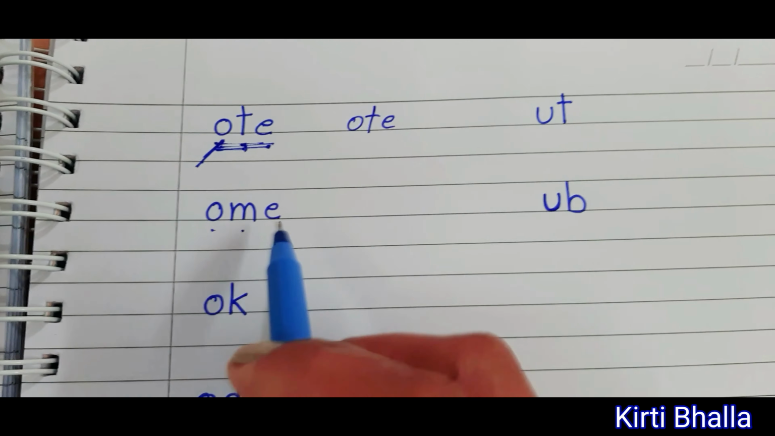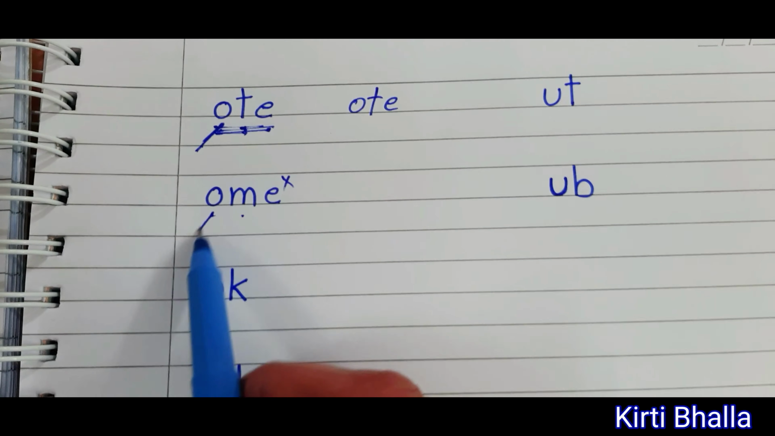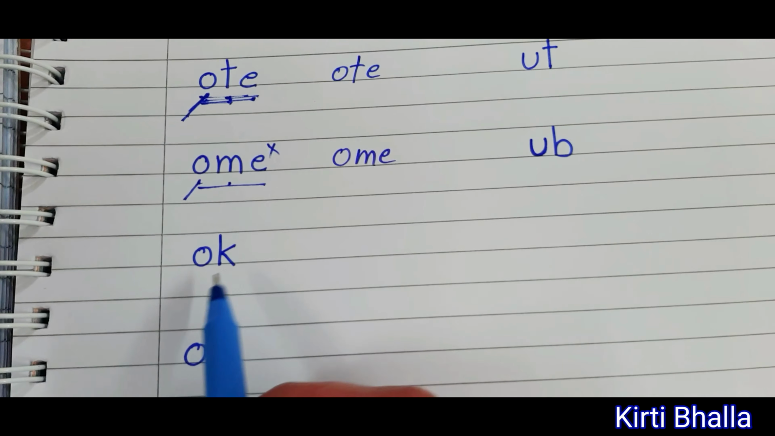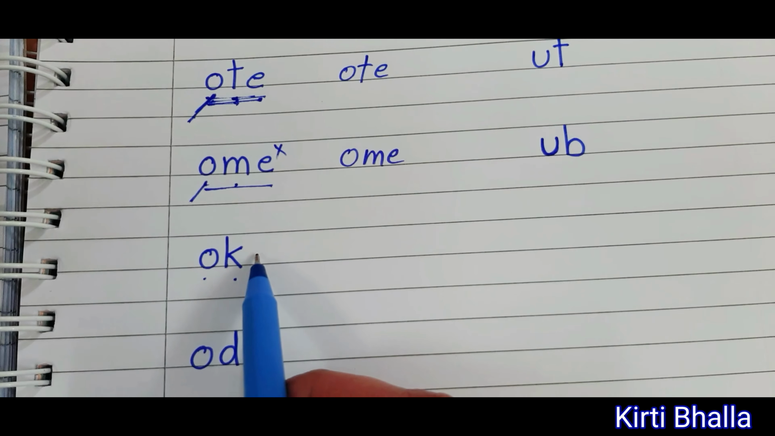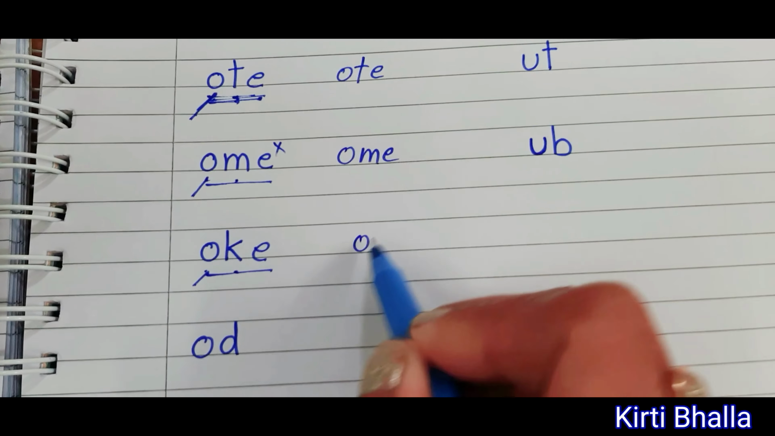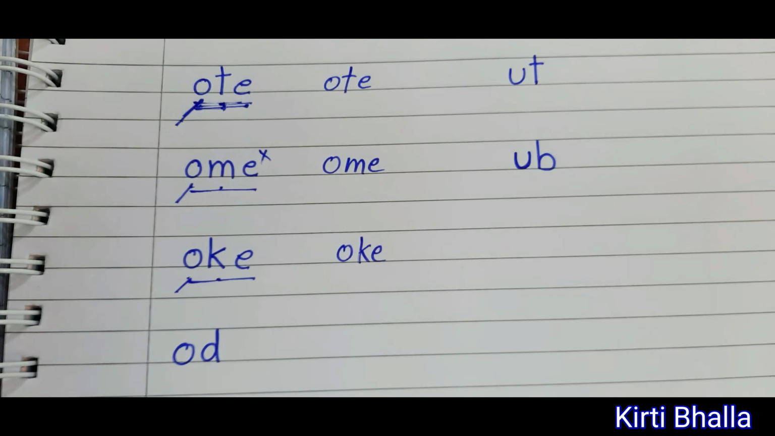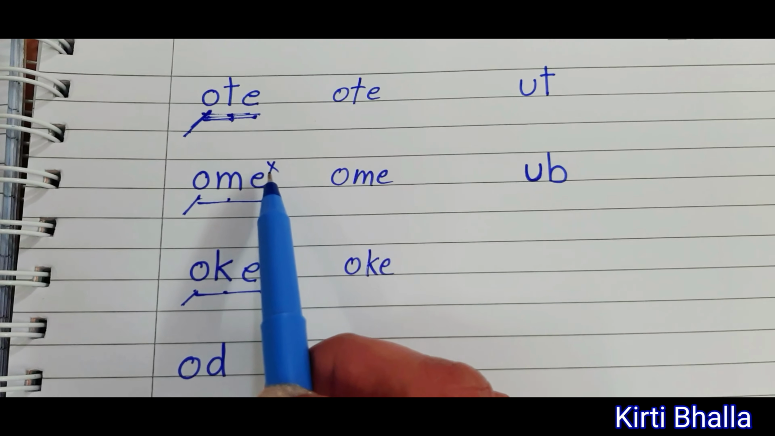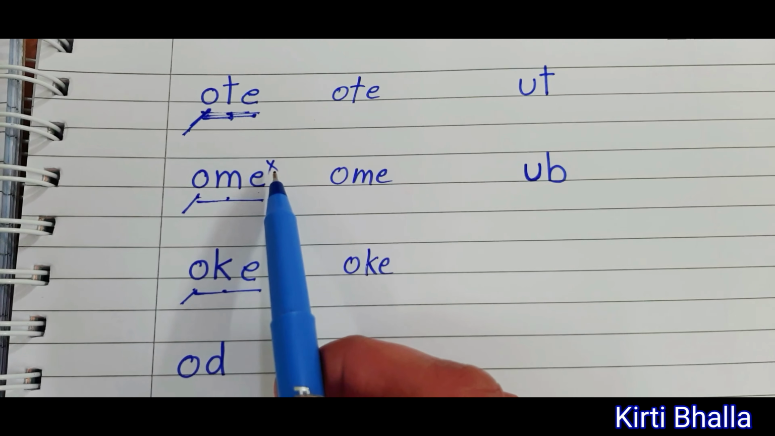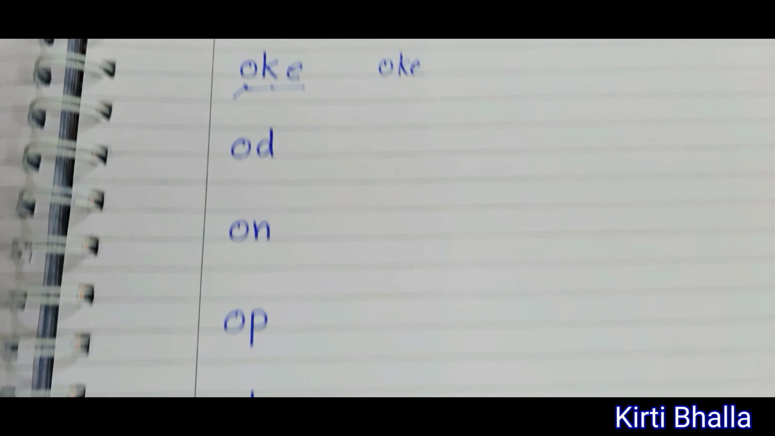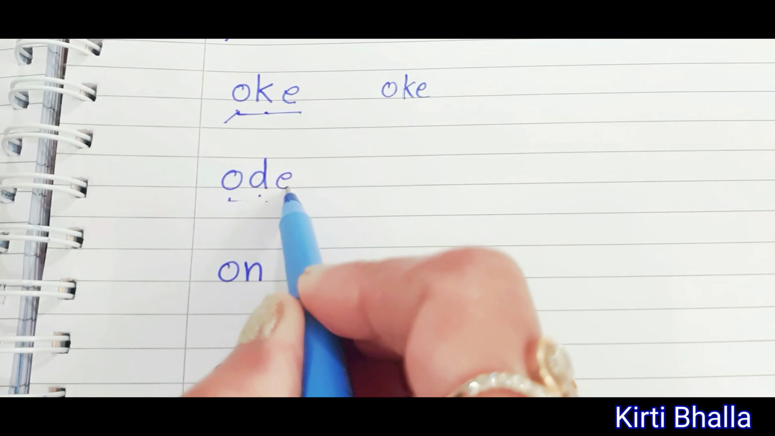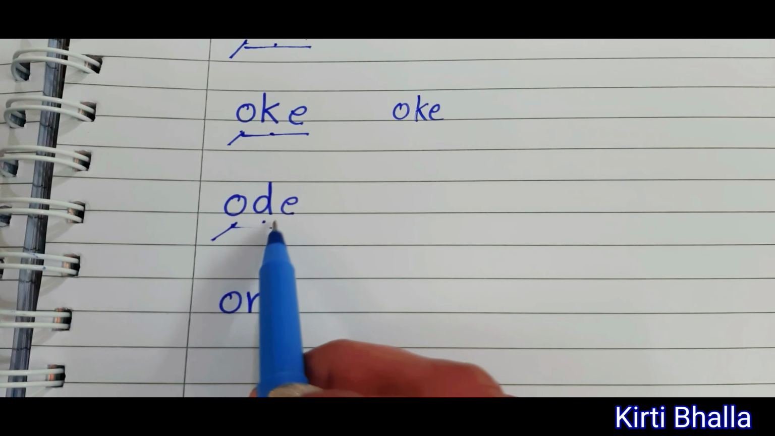If I write E here, we will not speak its sound. It becomes o, m, ome. Next, o, k, ok. If I write E here, it becomes o, k, oke. I'm repeating again. You don't have to put these crosses here on every E. It is just to tell you that we will not sound this letter E, okay? Next, O, D, odd. And when I write E here, it becomes O, D, ode.